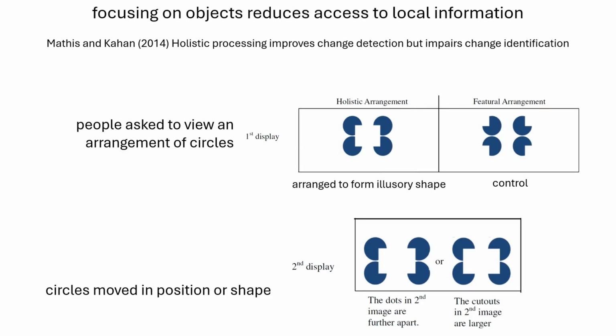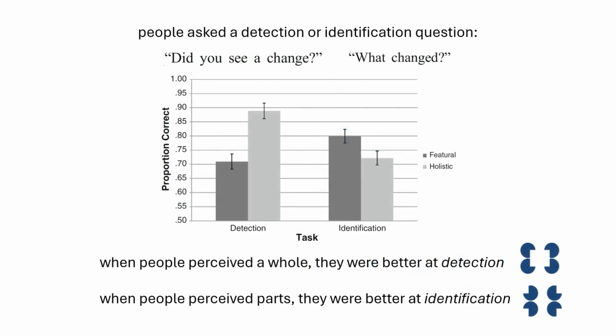There's others where, for example, focusing on objects can really reduce access to local information. So this is an interesting study where people were basically asked to view an arrangement of circles. And then some of these circles were actually arranged to form kind of a Kanizsa square, and some of them were just set out to not do that. So they were presented first to participants, and then a second screen was shown in which the circles had just kind of moved a little bit in position, or they had changed a little bit of shape in terms of the cutouts. And then they were asked, as participants, did you see a change? And if so, what changed?